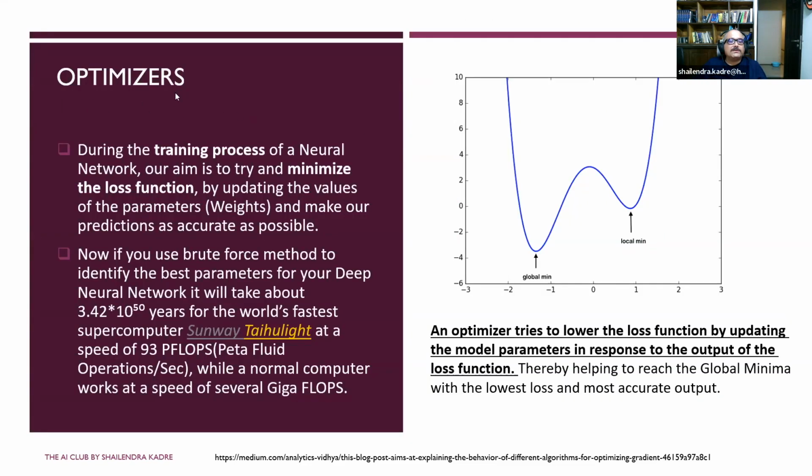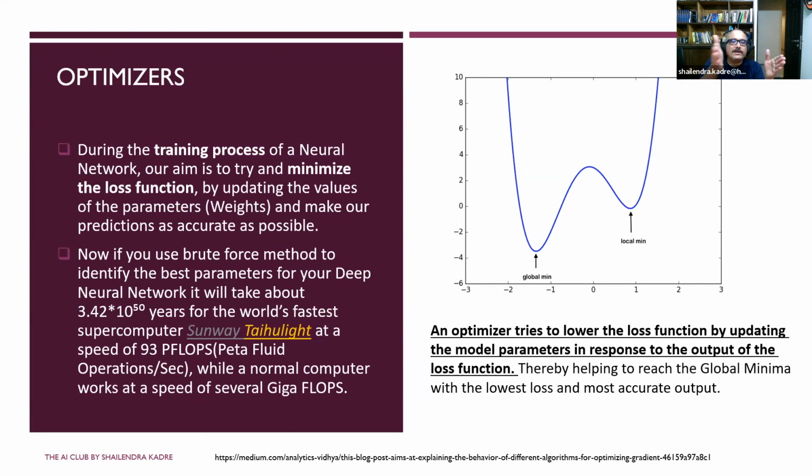Now optimizers. I think the optimizer is the same in ANN and CNN. Whether it is the ADAM optimizer or whatever optimizer you use, it is for back propagation. So why do we use an optimizer? An optimizer tries to lower the loss function by updating the model parameters in response to the output of the loss function, thereby helping to reach global minima with lowest loss and more accurate output.